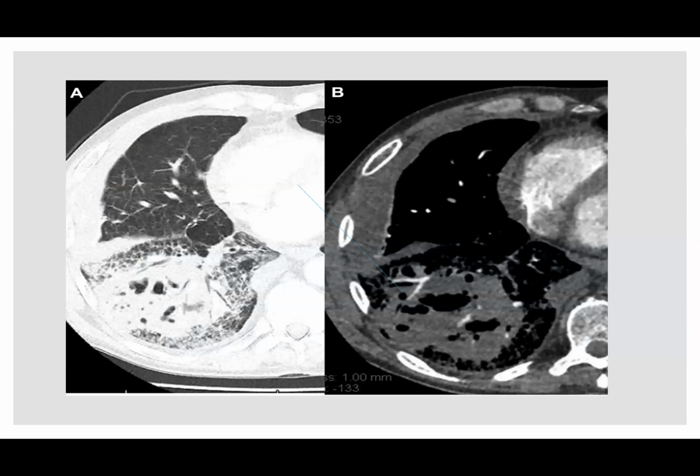So this is again an axial image of necrotizing pneumonia. So you can see A and B. There is a large area of consolidation with surrounding ground glass opacification, some septal thickening. This is in the right lower lobe. So there's some areas of lucency here within the consolidation that are consistent with cavitation.